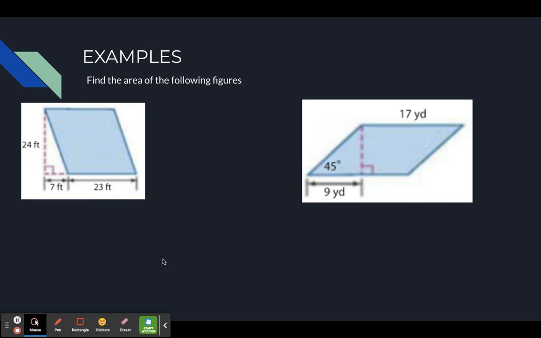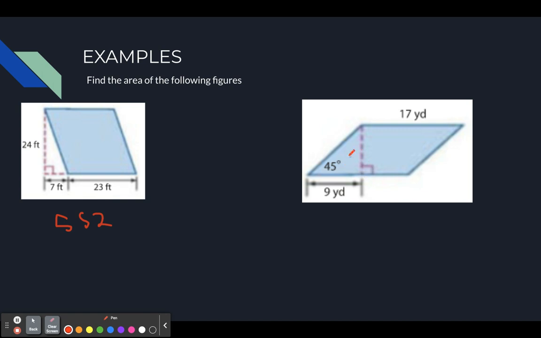Okay, so some examples. Find the area of the following figures. Our base here is 23. Our height over here is 24. This 7 over here is actually irrelevant. You could use the 7 to find this side length if you were looking for perimeter, but you don't need it for area. You just do 23 times 24, which gives you 552.